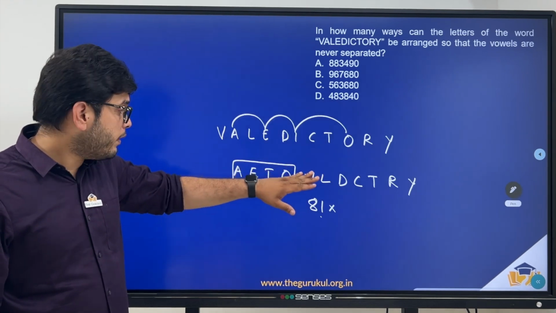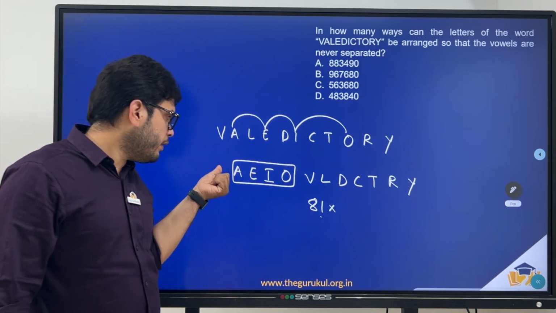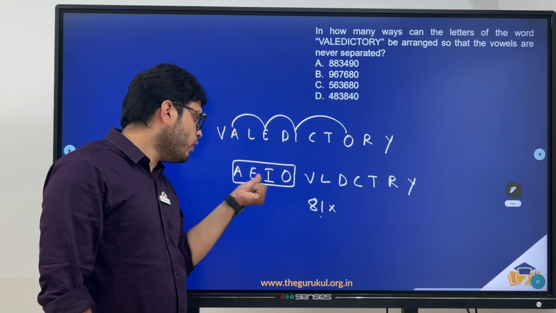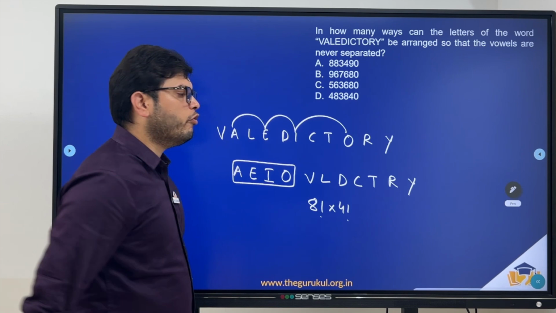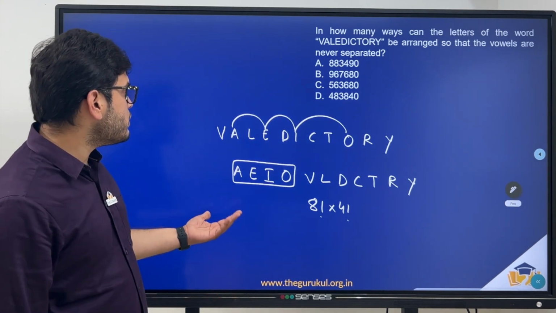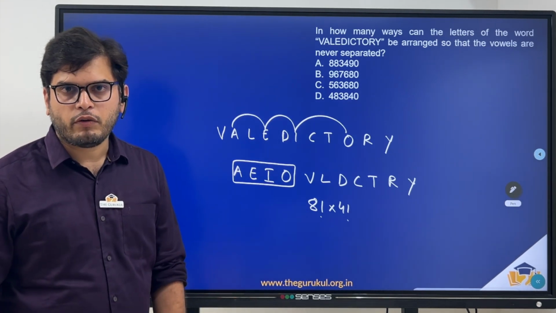Now we are done with the outer arrangement. We should also include inner arrangement. That means rearrangement of these four vowels among themselves. So into 4 factorial, right? So the answer for this question should be 8 factorial into 4 factorial.